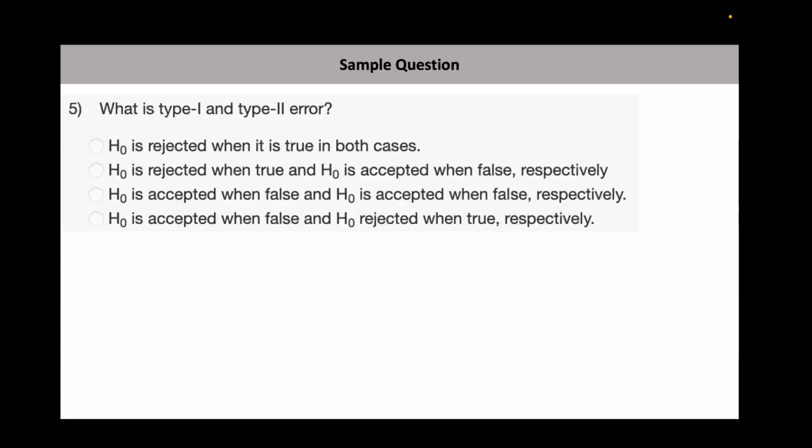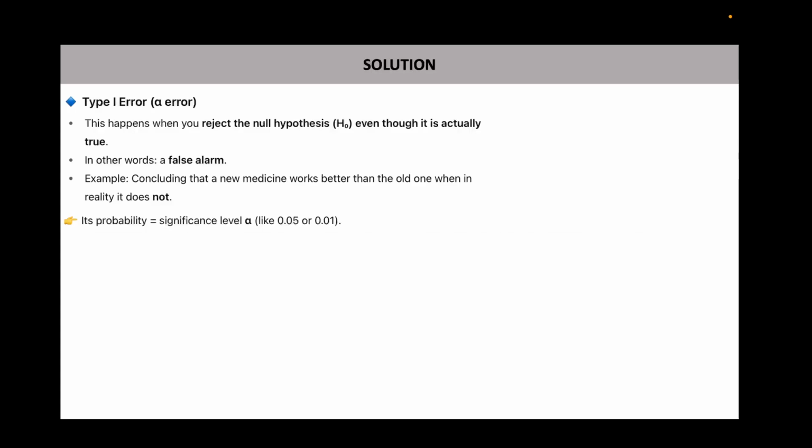Okay. So it's a very simple concept. Let's just try to understand. There are two types of errors in statistics. One is type 1 error, which is also called the alpha error. In case of type 1 error, when you reject the null hypothesis even though it is actually true, that kind of error in statistics is called a type 1 error.